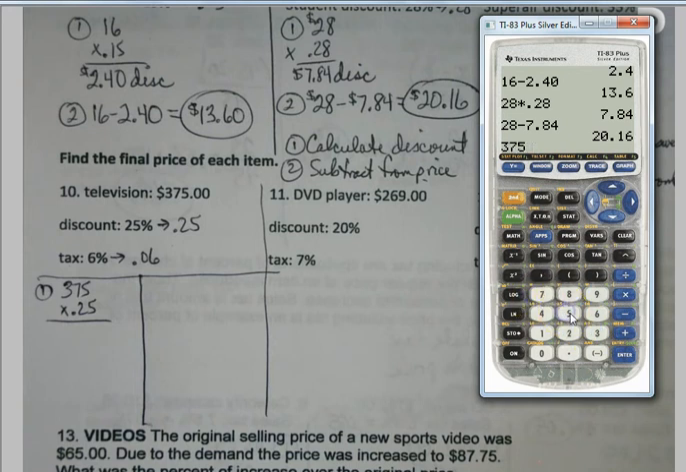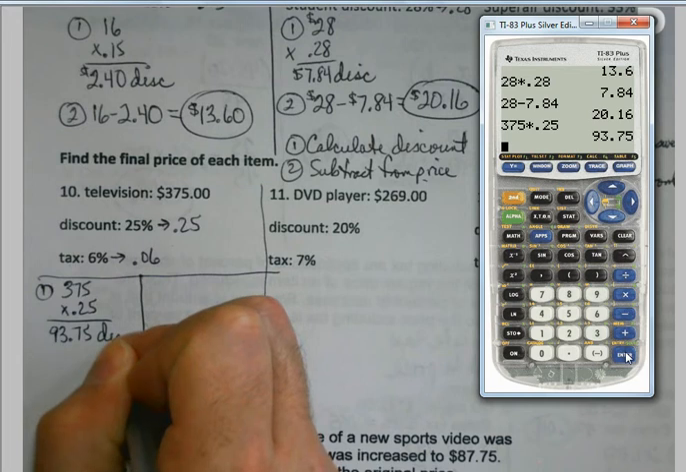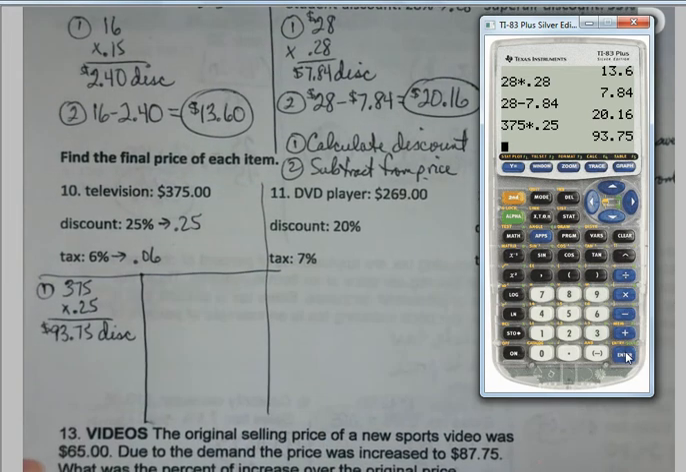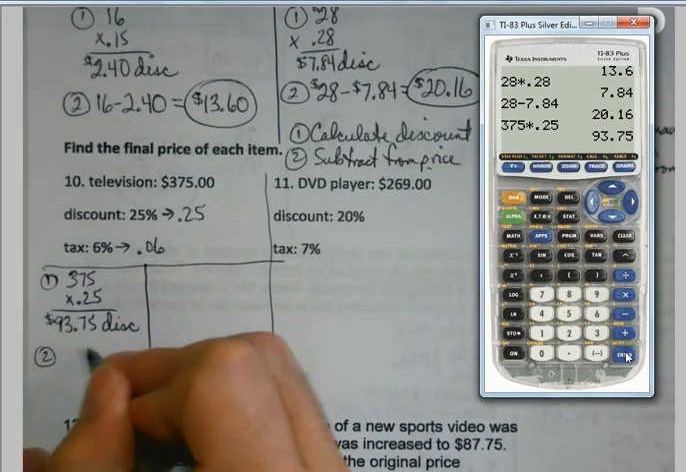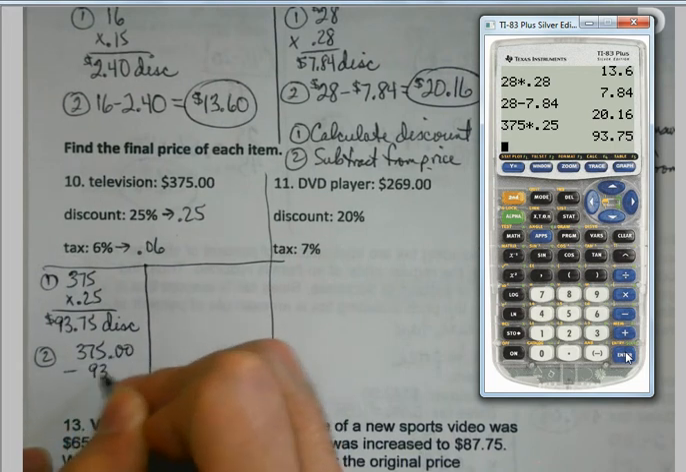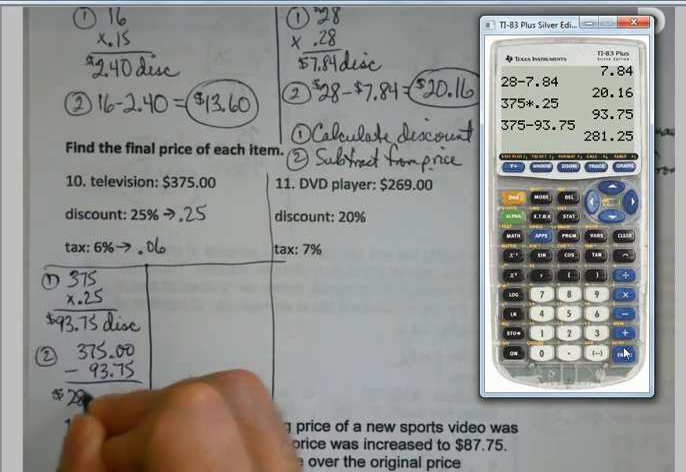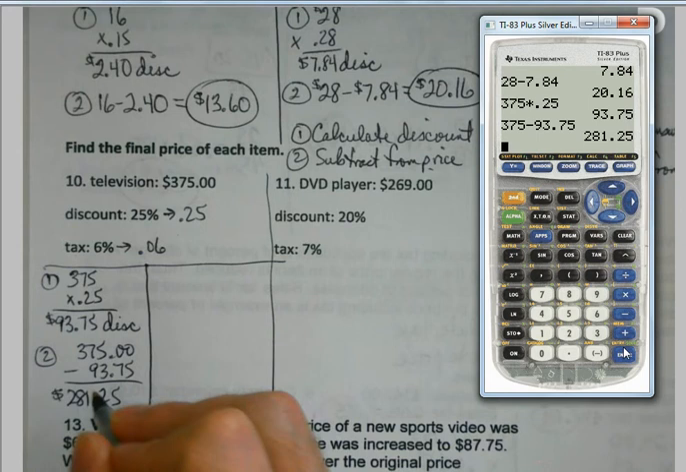See how much we're going to get to take off the price before we have to pay the government back their tax here. Okay. So $93.75 is the discount that I'm getting on this TV. So I'm going to subtract that from the price of the TV. Now, that gives me my discounted price, okay?